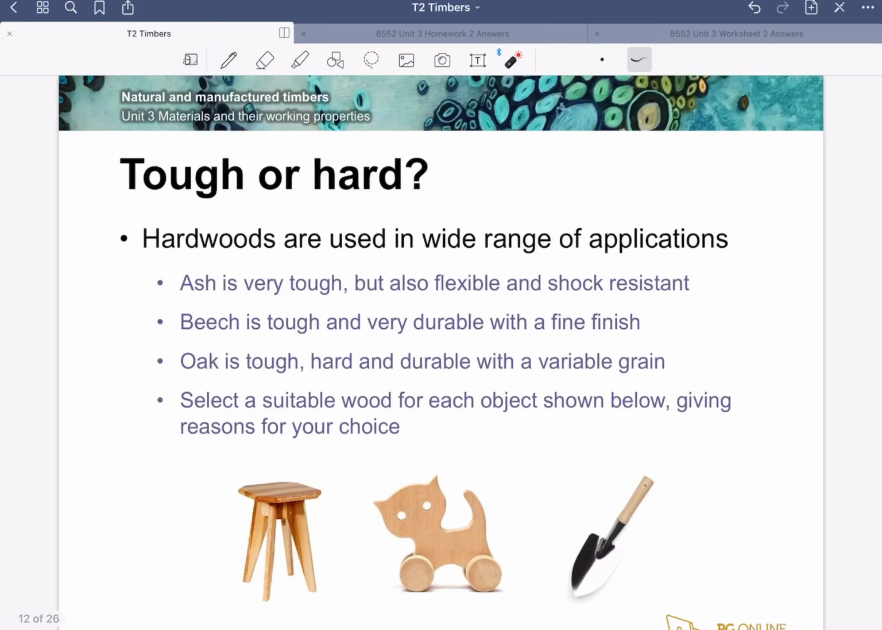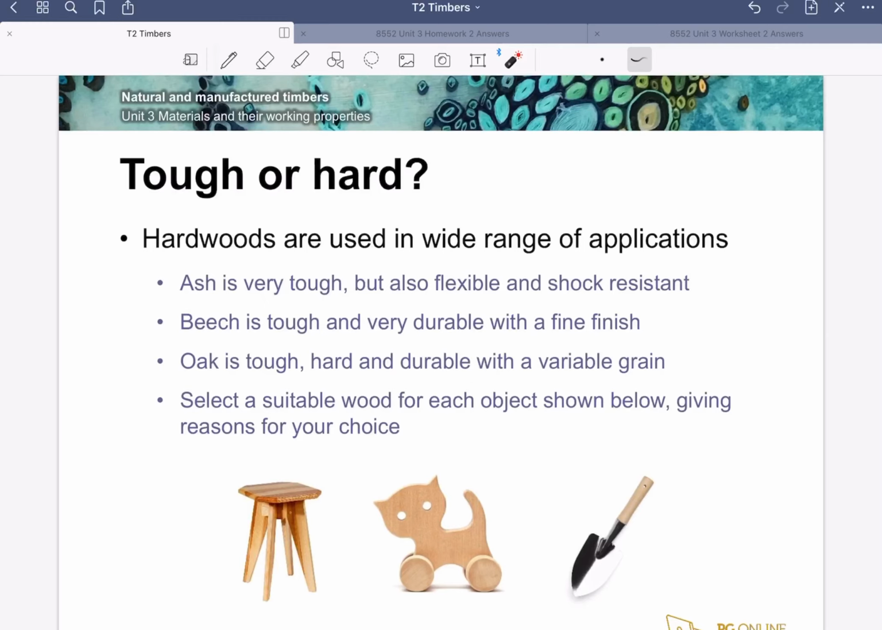Tough or hard. So hardwoods are used for a wide range of applications, and as it says here, you'll need to make notes of these, but ash is very, very tough. It's also quite flexible, and it has good shock resistance. Beech is tough, very durable with a fine finish. Oak is tough, hard and durable with variable grain.